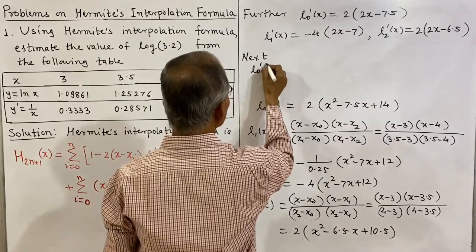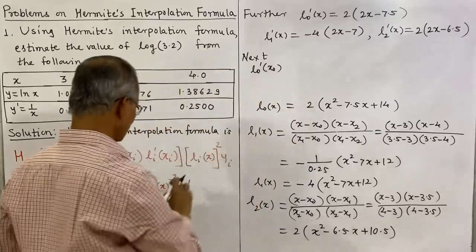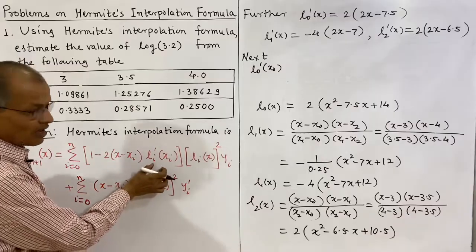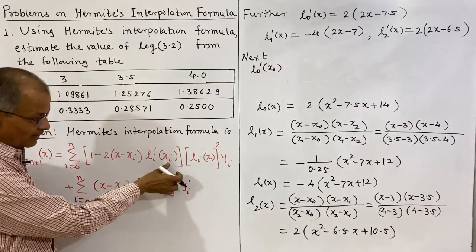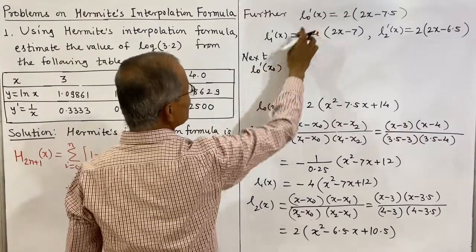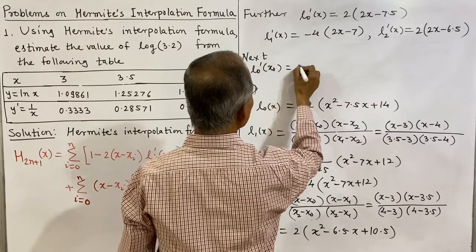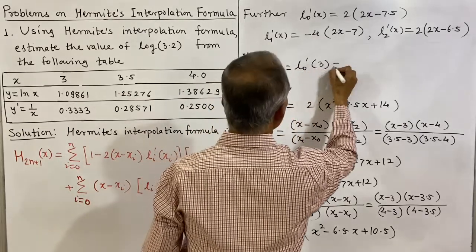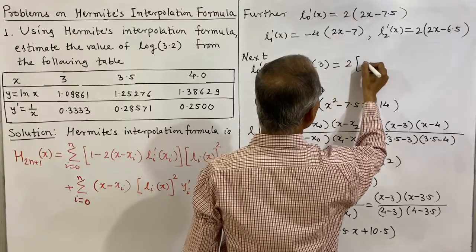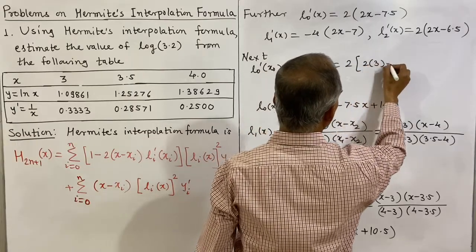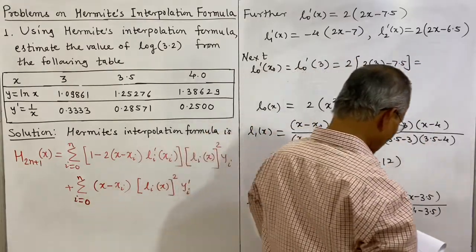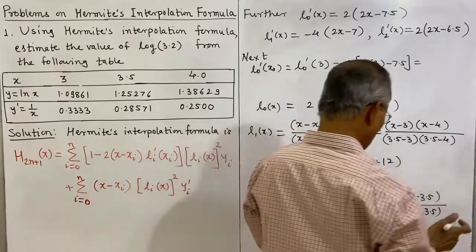L0 dash at x0. So these two suffixes must be the same. If these two are different, the Li will be 0, but these values of L dash are to be obtained at the same suffix. These suffixes are the same. So L0 dash x is to be considered at x0. And what is x0? x0 is 3, so put x as 3 here. So it is 2 into bracket, 2 into 3 minus 7.5. And this number is, so L0 dash x0, that is minus 3.